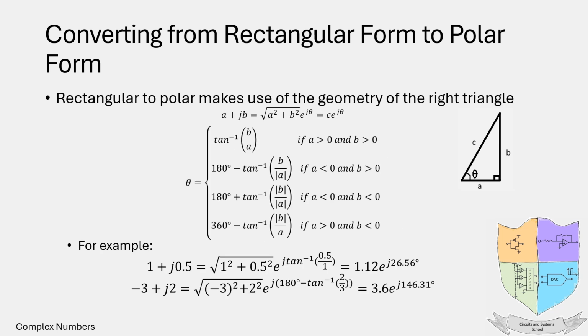Two examples of converting complex numbers from rectangular to polar form are provided here.